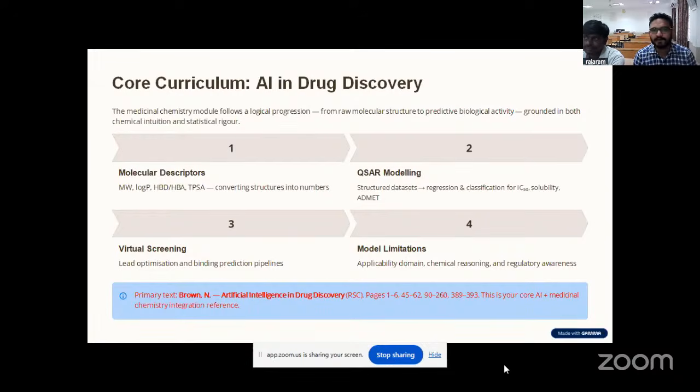First is molecular weight, as mentioned on the slide. Molecular weight should be limited to 500 daltons. Sometimes it goes beyond that, but we have to try to control it. Next, log P, that is lipophilicity, should be less than 5. Similarly, HBD, that is hydrogen bond donor, should be less than or equal to 5. And the last one, hydrogen bond acceptor, should be less than or equal to 10. These all come under molecular descriptors.